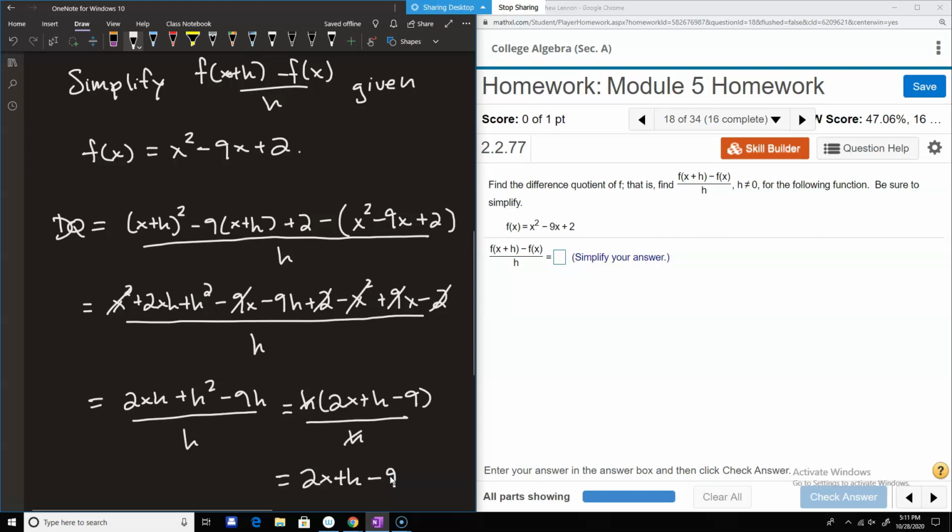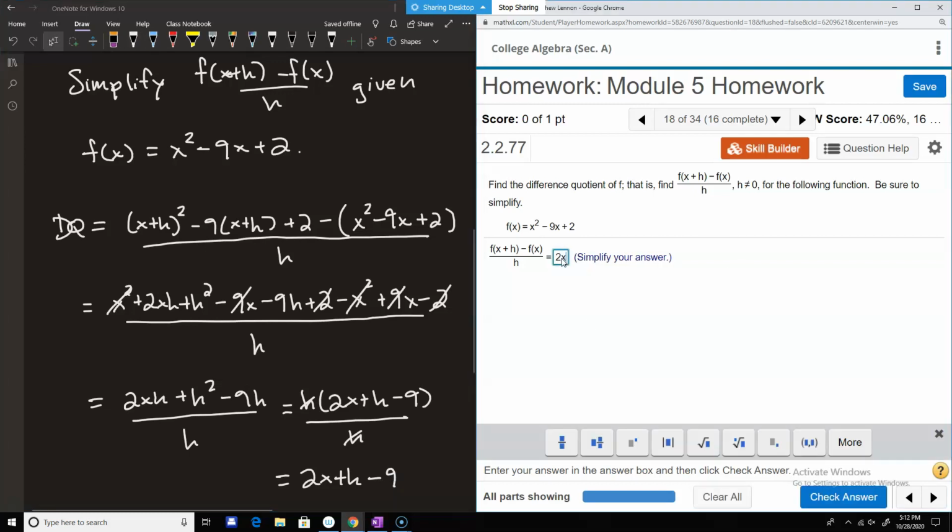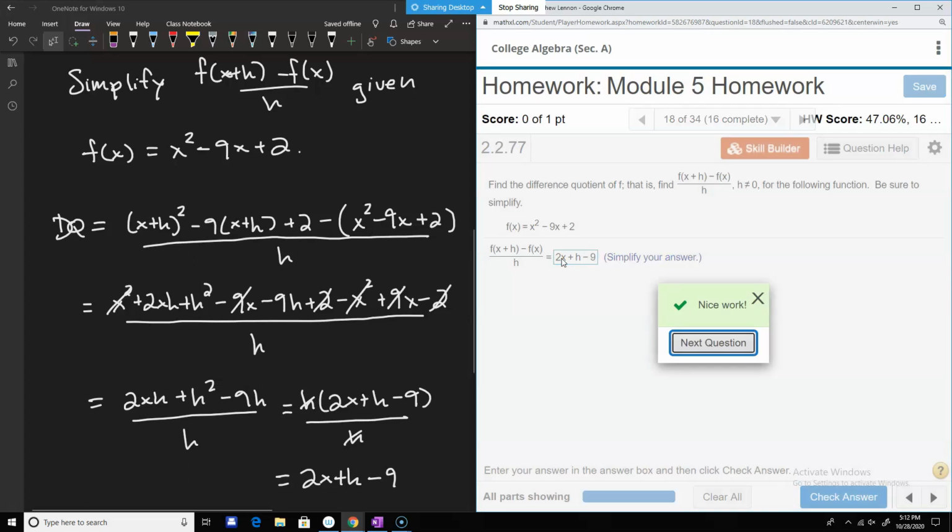A lot of things to keep track of in that example, but overall, I would say these are some of the more difficult problems you'll see in this module, just because they're so lengthy, and there's a lot of places you can go wrong with expanding and forgetting to distribute a minus sign. But when you have these polynomials with the difference quotients, essentially everything left over should have an h in it in the second to last step, so you can factor that out.